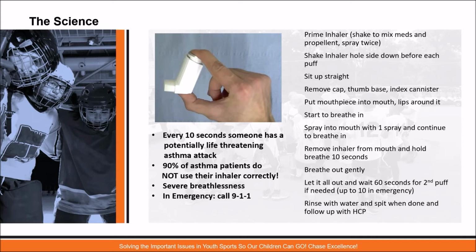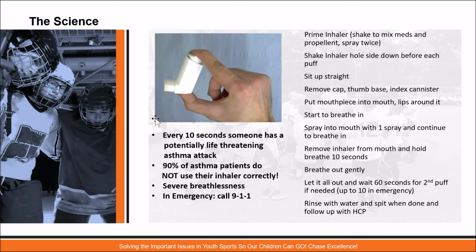You're going to have the athlete sit straight up. The athlete's going to put the inhaler into the mouth with the lips around it. You're going to have the athlete start to breathe in. Once they start to breathe in, they can spray it. They can push down, spray it once, and continue to breathe in.